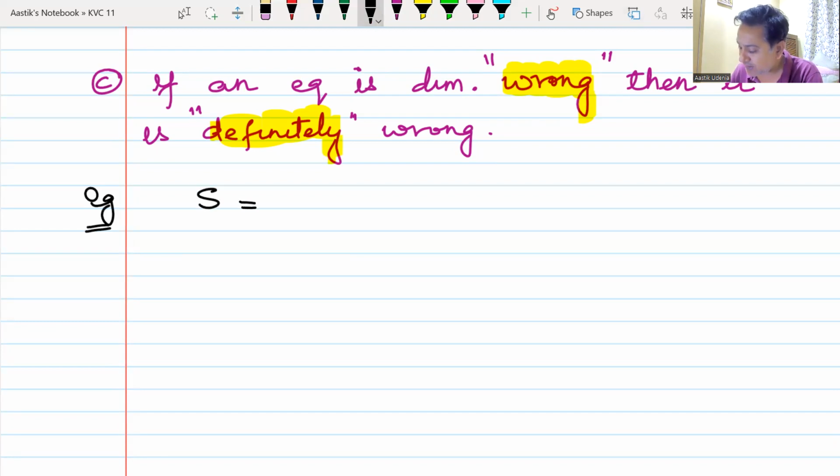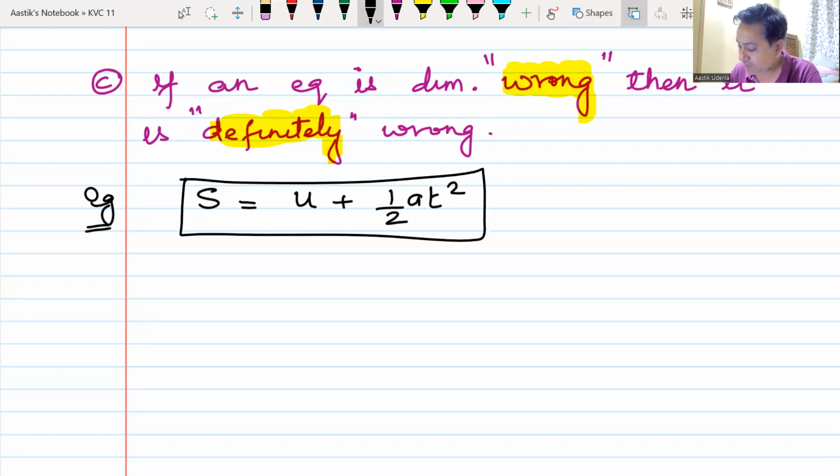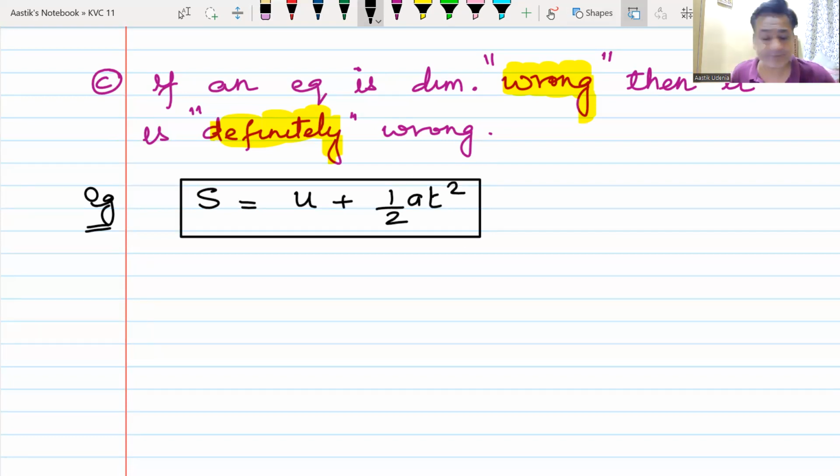Let us go back to the same example. If I write the equation like this, u plus half at or at square, sometimes you might make a mistake like this. Can this equation be correct? You definitely know that this equation is not correct. Why is it not correct? Because the dimension of this quantity does not match the dimension of L. Do we understand this? Yes, sir.